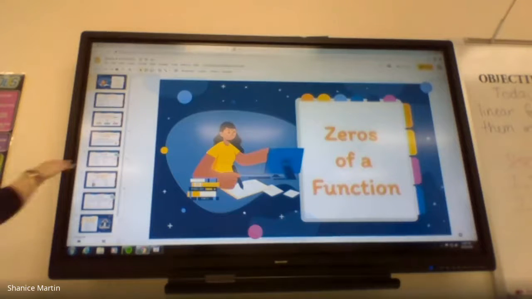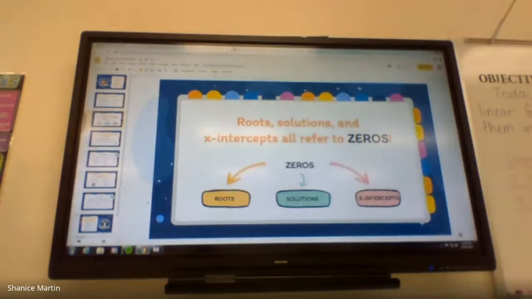Okay? We were maybe a little confused with the wording. Remember, like synonyms? Same meaning, different words. I don't have to say what is the zero of the function. I could say what is the root. How else can I say it? Solutions. What is the solution? How else? What is the x-intercept? Remember, they all have the same meaning. It's wherever your line crosses your x-axis.